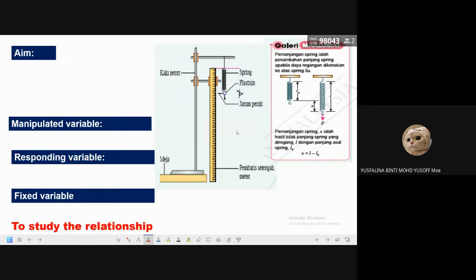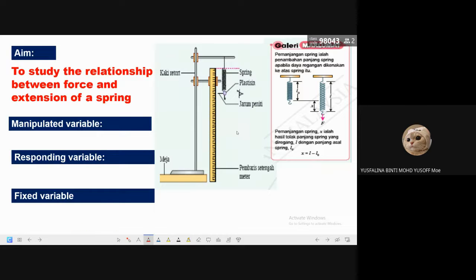So how about the aim? The aim is to investigate the relationship between the force and the extension of the spring. You must have the words to investigate the relationship between MV and RV. MV means manipulated variable, and RV the responding variable. You have to remember for your SPM, there are three types of question. In one, they give you the instruction. In another, they give you only half of it. And in another, they don't give you any instruction, but you have to write the instruction on your own.